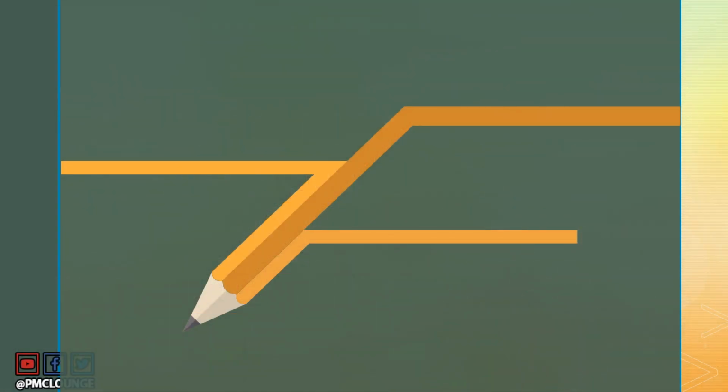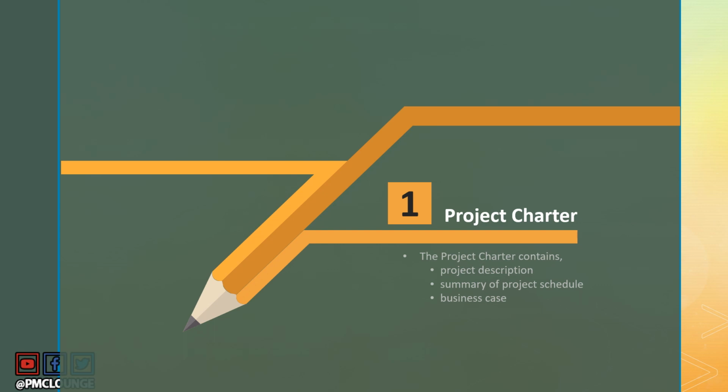Okay, now let's talk about the project charter, the program charter, and the portfolio charter. Starting things off with the project charter. What does it contain? It contains the description of your project. It contains the summary project schedule. This could be simply the dates of the project milestones. Then it also contains the business case. What is the business reason to take up the project? That business case is also present in the project charter.